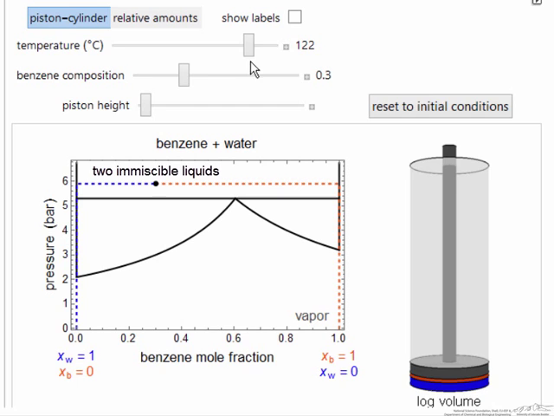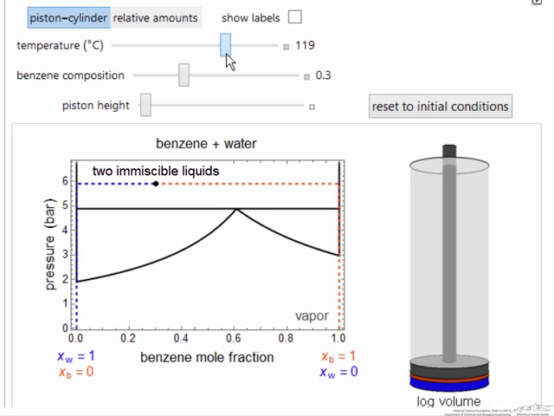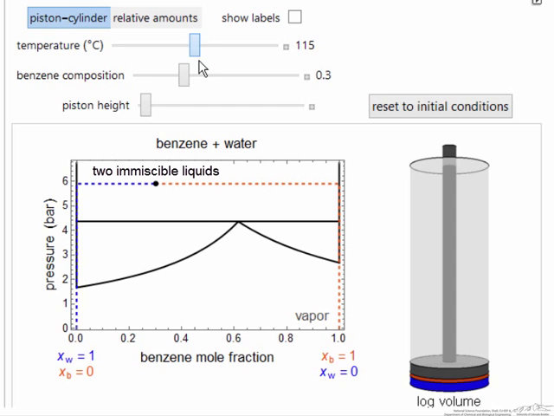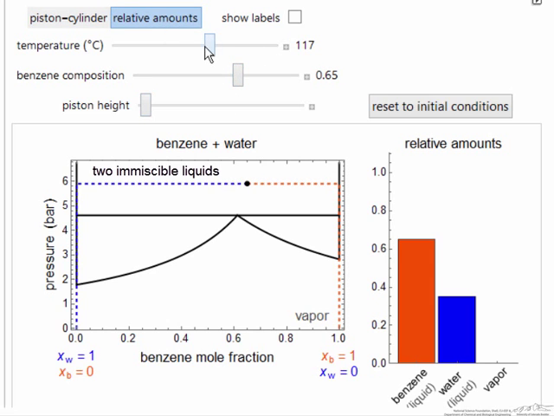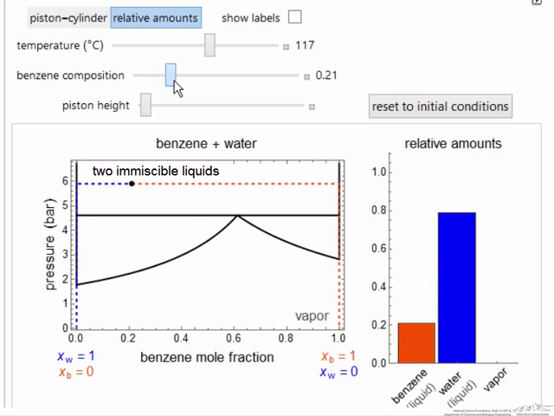In this simulation, if we change the temperature, then we move the curves that separate the phases because we're changing the saturation pressures. If I change the benzene composition, we can see the relative amounts in the log of the volume, and perhaps it's easier to look at the bar graph. I change the composition, and just from the lever rule, we get the relative amounts of each of the liquids.